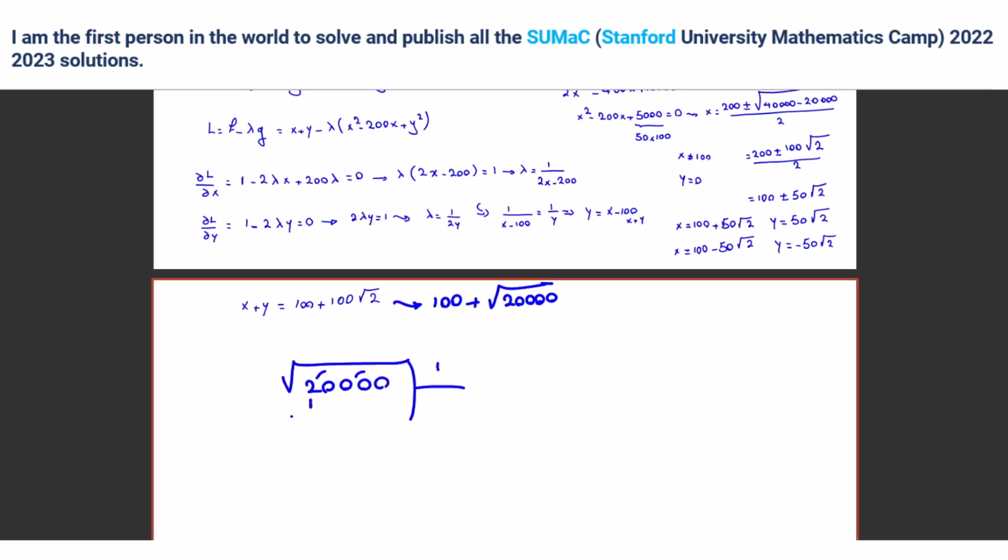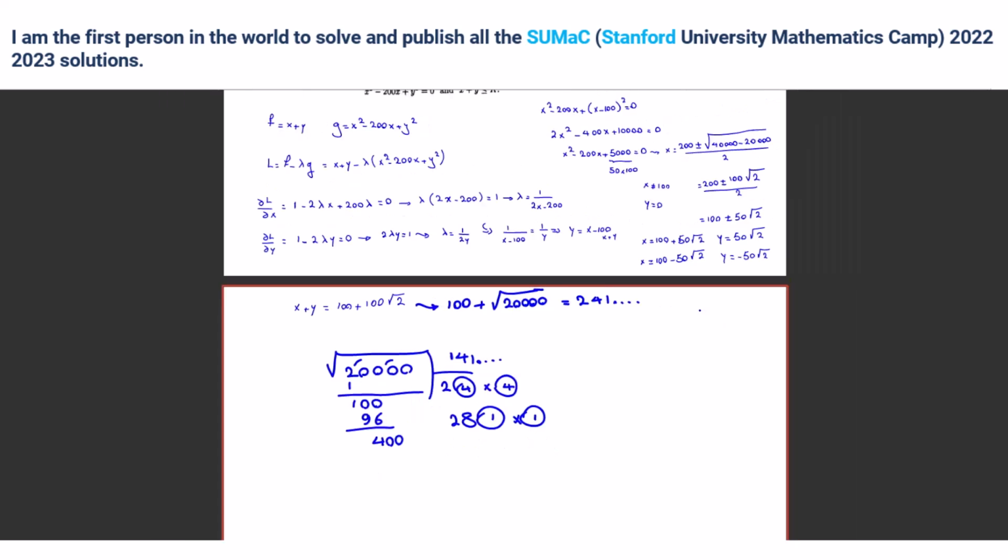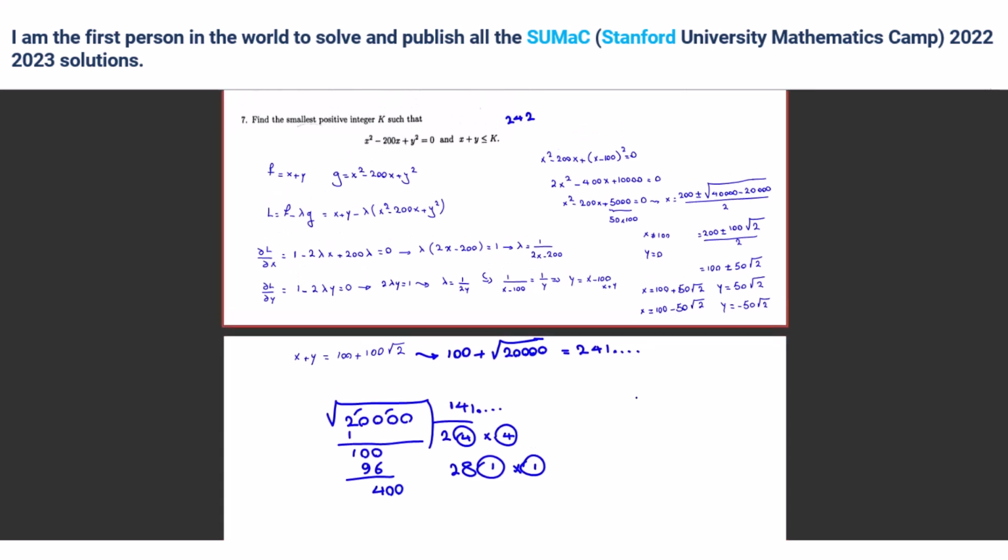By the algorithm I told you, 100, then 2, then it is 4, 400, 14, 28, and then 1. So 141 point something, so it is 241 point something. So K is 242. Look, when it says minimum K, it means that, for example, do you agree K equal to 1 million satisfies this?